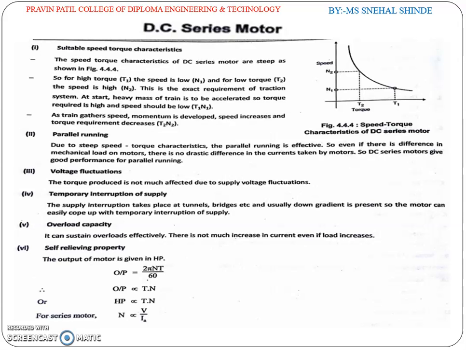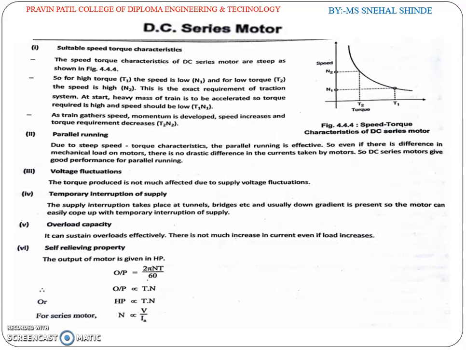At start, the heavy mass of the train is to be accelerated, so the torque required is high and the speed should be low, so T1 and N1. As the train gathers speed, momentum is developed, speed increases, and the torque requirement decreases. So T2 and N2.